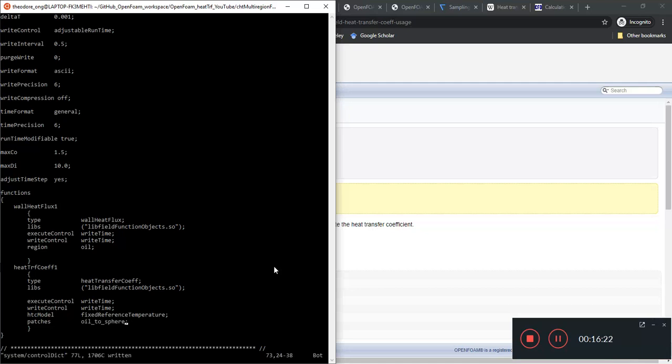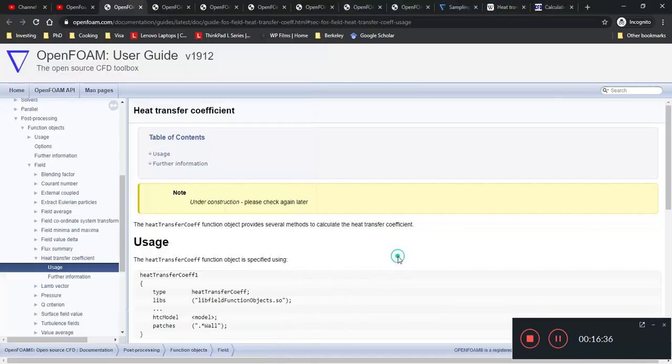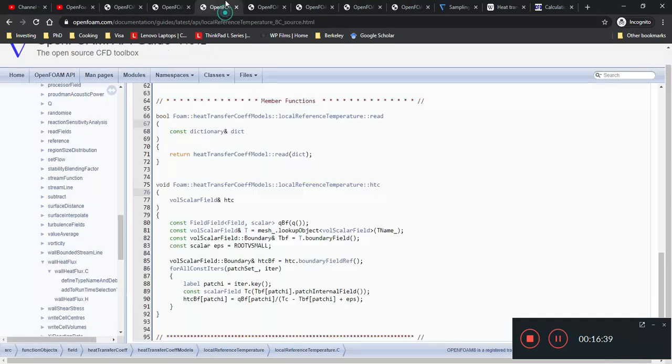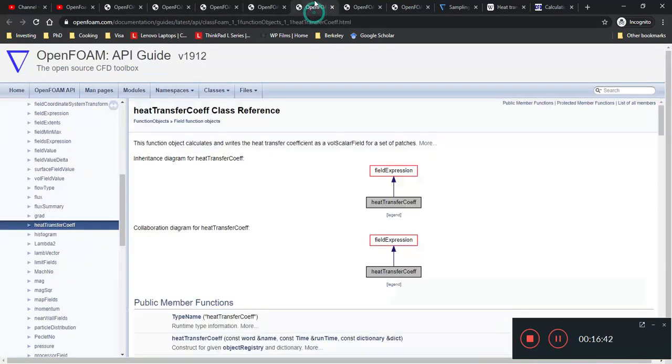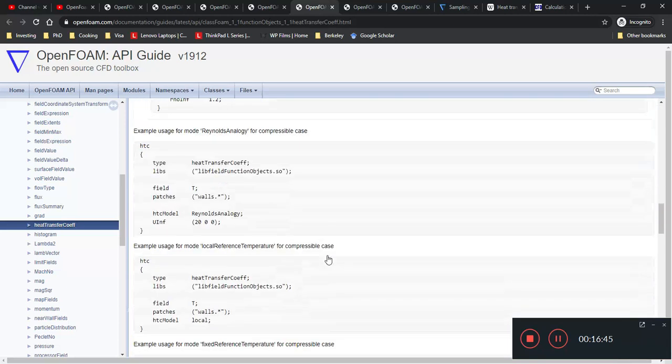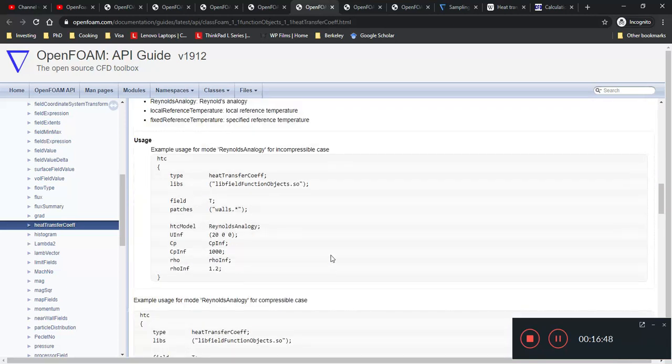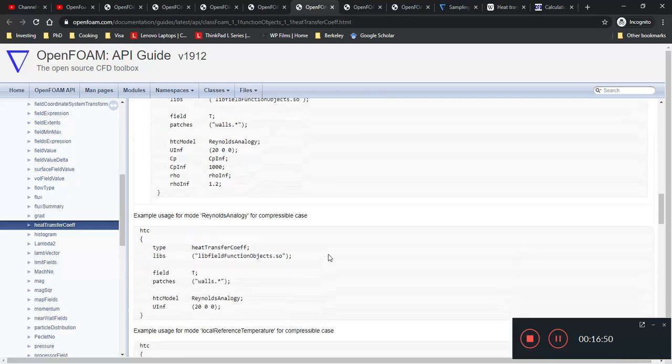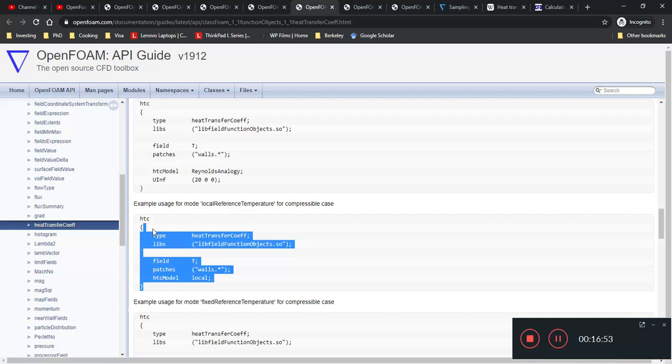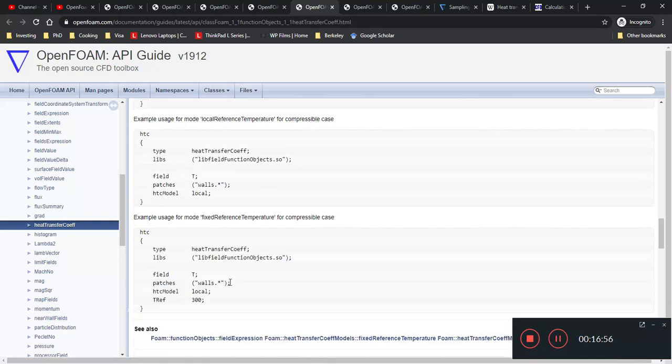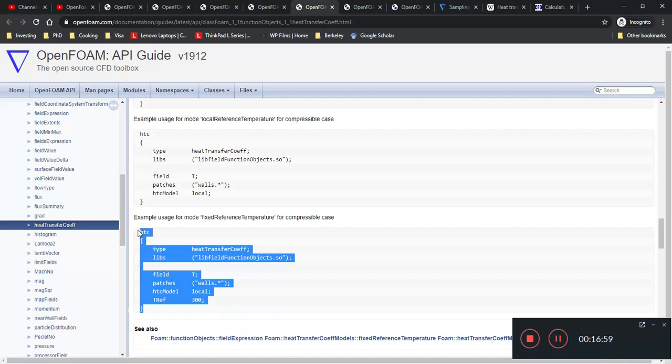Okay, and of course, if you specify a fixed reference temperature, you will need to give a reference temperature. And what is the syntax for that? Well, again, it's OpenFOAM, the syntax or the documentation may be a little all over the place, a little hard to find, but thankfully we will have the reference temperature here. Okay, we have the syntax here. And this is an example usage for the fixed reference temperature mode.